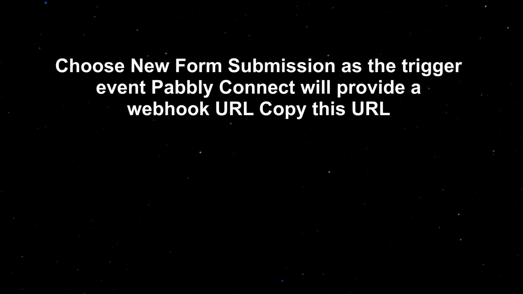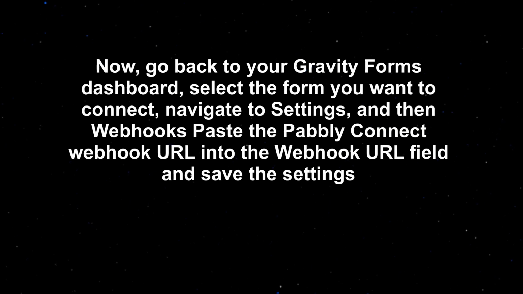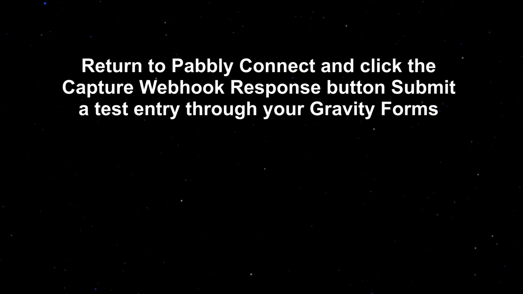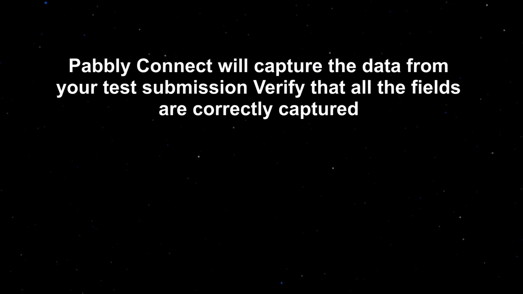Copy this URL. Now, go back to your Gravity Forms dashboard. Select the form you want to connect, navigate to Settings, and then Webhooks. Paste the Pabbly Connect webhook URL into the webhook URL field, then save the settings. Return to Pabbly Connect and click the Capture Webhook Response button. Submit a test entry through your Gravity Forms. Pabbly Connect will capture the data from your test submission. Verify that all the fields are correctly captured.